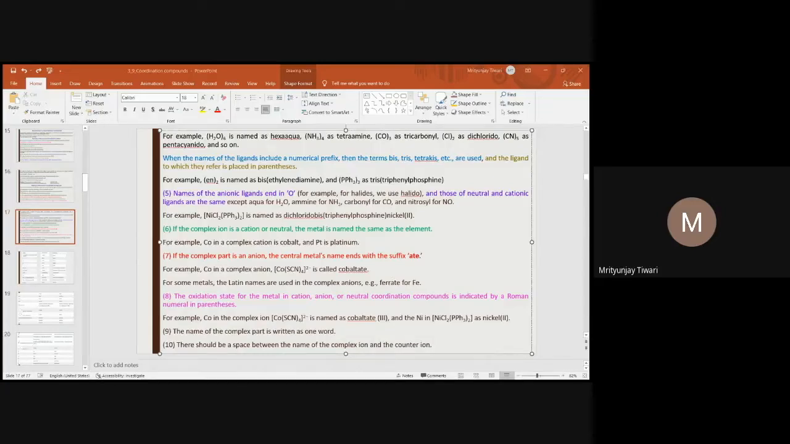The carbonyl CO, carbon monoxide, acts as a neutral ligand, and its name is carbonyl. This is nitrosyl. Nitrosyl is usually considered as NO+ as a ligand, so it is considered a cationic ligand. Other than that, if CH3NH2 works as a ligand, this is methylamine. The names of neutral and cationic ligands will be the same as the name of the molecule itself, like methylamine and so on.